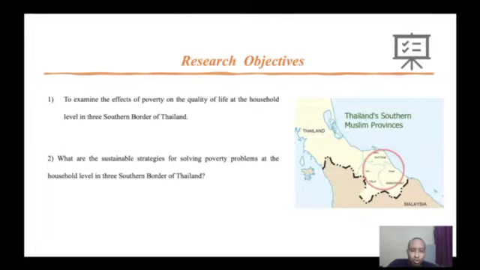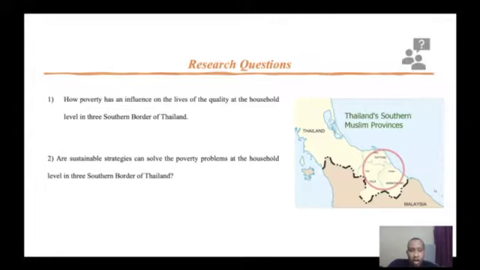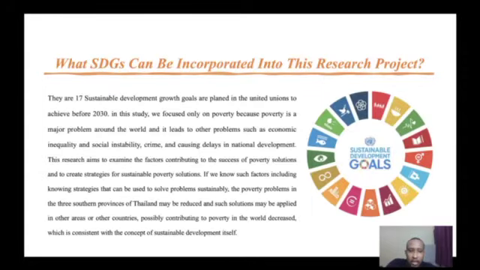We have two research objectives. First, to examine the effect of poverty on the quality of life at household level in the southern part of Thailand, and second, to identify sustainable strategies for solving poverty problems at household level in the three southern provinces of Thailand. We also have two research questions: how does poverty influence the quality of life at household level in the southern border of Thailand, and can sustainable strategies solve the poverty problems at household level in the three southern border provinces of Thailand?